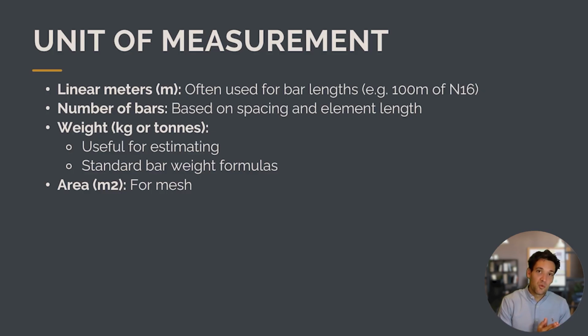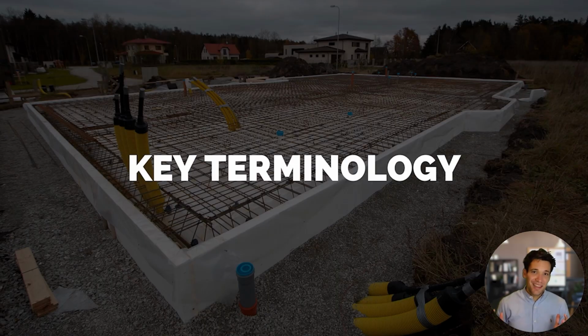We also want to know the weight, so the kilograms or tons of total steel reinforcement, which is useful for estimating, particularly when estimating labor costs, because when we're preparing labor cost estimates for steel reinforcement, it's always done in man hours per ton, and we'd use standard bar weight formulas, so the weight per meter of an N16 bar and N24 bar. And also when we're doing steel mesh, so reinforcement mesh, we'd want to get it in meters squared.